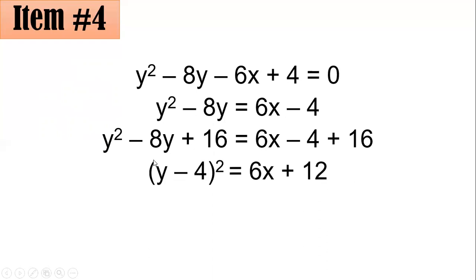And now, the left-hand side is a perfect square trinomial, so it could be expressed as a square of a binomial. To do that, get the square root of the first term, y squared, the square root is y. The square root of 16 is 4, but since the middle term is minus, it's minus here, then square it. So you have y minus 4 quantity squared. And on the right-hand side, we could combine negative 4 and 16, which is plus 12. Hence, the answer here is y minus 4 quantity squared equals 6x plus 12, and that is letter C.